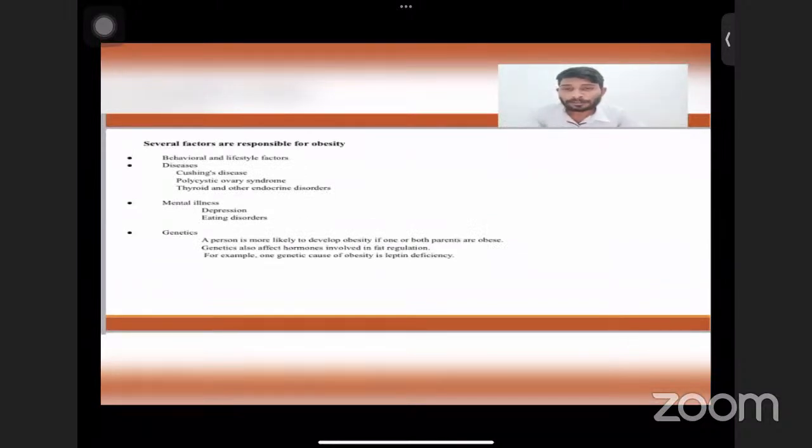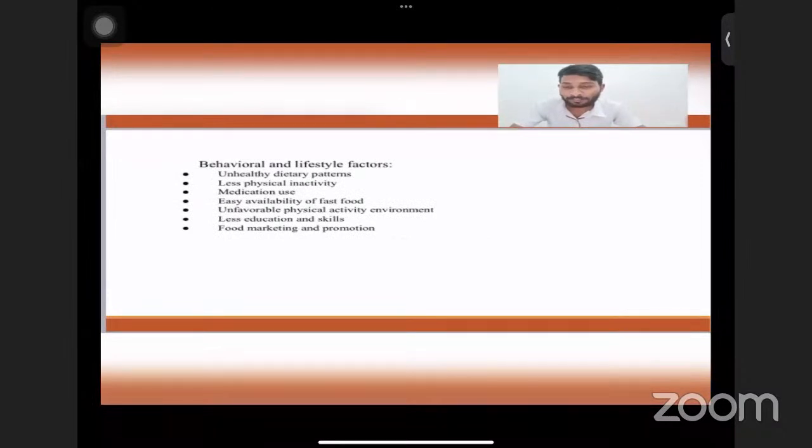Several factors responsible for obesity are behavioral and lifestyle factors, diseases like Cushing's disease, polycystic ovary syndrome, thyroid and other endocrine disorders, mental illness like depression and eating disorders, and genetics. A person is most likely to develop obesity if one or both parents are obese. Genetics also affect hormones involved in fat regulation. For example, one genetic cause of obesity is leptin deficiency.